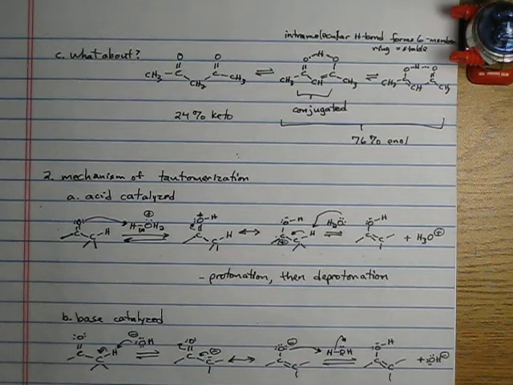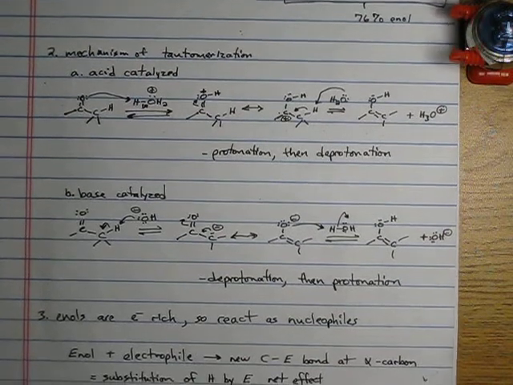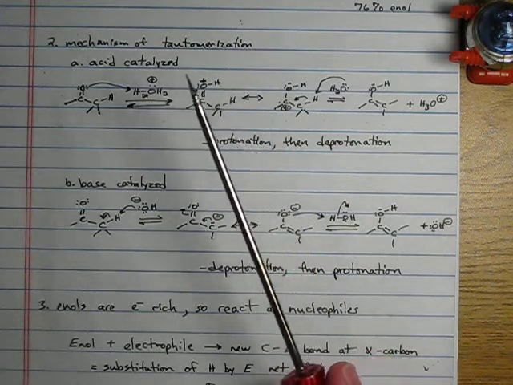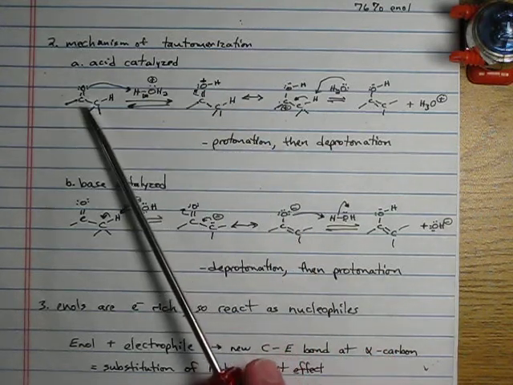All right, so let's look at the mechanism of tautomerization. How does the molecule go from the keto form to the enol form? Turns out it's actually fairly slow, so you need to have a catalyst in there. Let's start with an acid catalyst. If we have this beast here, we've seen this before.